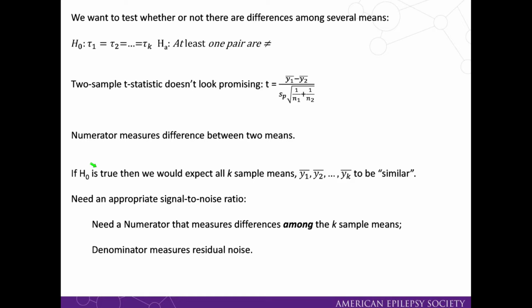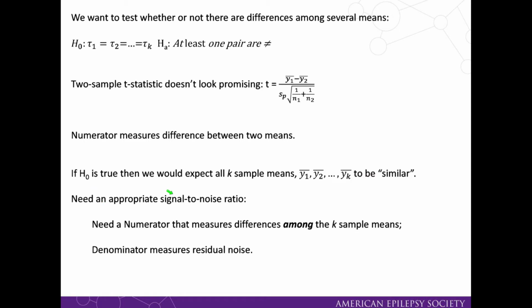And here's the insight. If the null hypothesis is true, then you would expect all K sample means, which now we'll just call Y1 bar, meaning the sample mean from the first group, Y2 bar, the sample mean from the second treatment group, all the way up to the Kth sample group. So we're going to take all those K averages. If there's no treatment effect, these should not be equal to each other, but they should be similar, approximately equal.